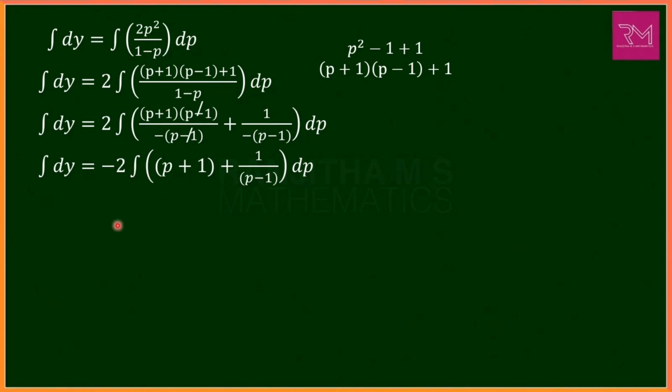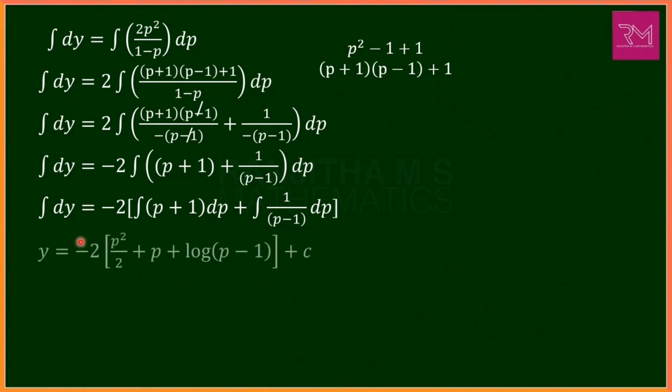Next step, split the integration. We get integration of dy equal to minus 2 into integration of (p plus 1) into dp plus integration of 1 by p minus 1 into dp. Next we get integration of dy is y, equal to minus 2 as it is, into integration of p plus 1: integration of p is p square by 2, plus integration of 1 with respect to dp is p, plus integration of 1 by p minus 1. This is of the form 1 by x, and integration of 1 by x is log x. So in the place of x we have p minus 1, that is log of (p minus 1) plus some integration constant c. Call this equation 2.